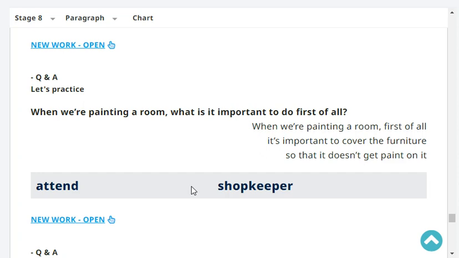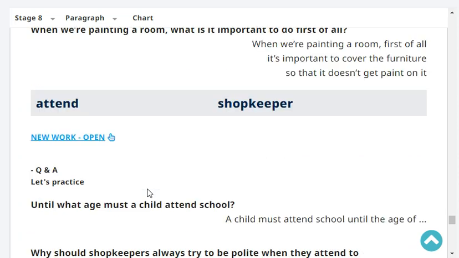When we are painting a room, first of all, it's important to cover the furniture so that it doesn't get paint on it. Very good.